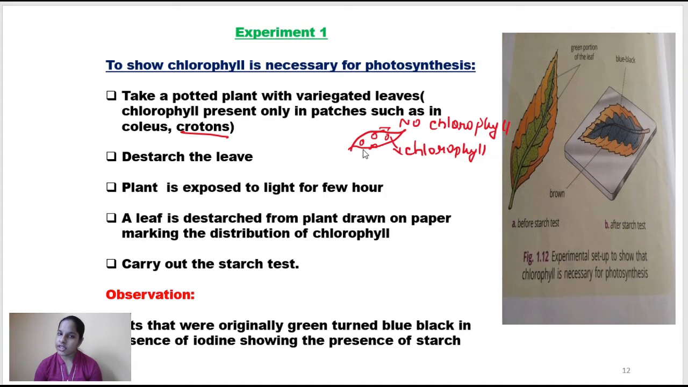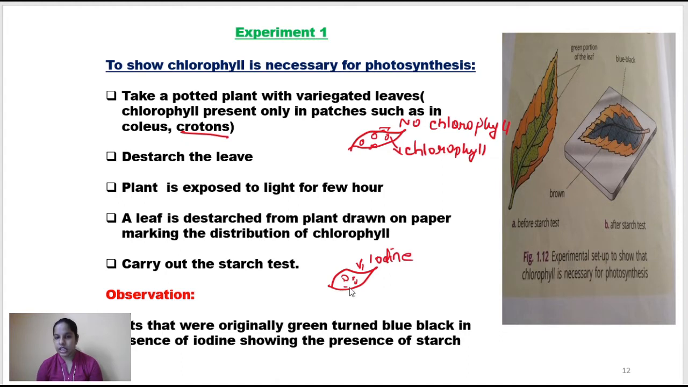We have discharged the leaf, and we have seen how to discharge a leaf by keeping it in the dark for 22 to 48 hours. Then after 48 hours, we have exposed the plant to light for a few hours, like 3 to 4 hours, and then we have taken the leaf from that plant and performed the iodine test. This was the variegated leaf which was exposed to sunlight, and after the exposure to sunlight, we added iodine.